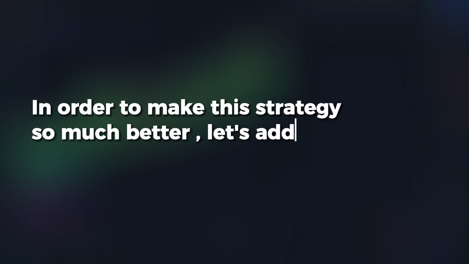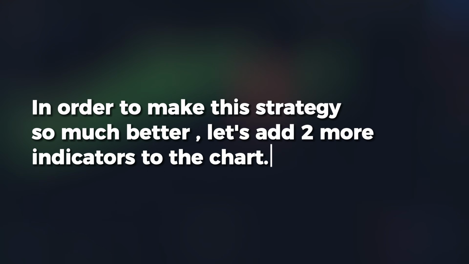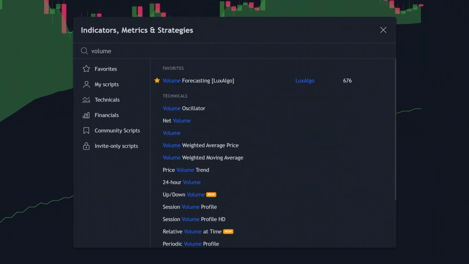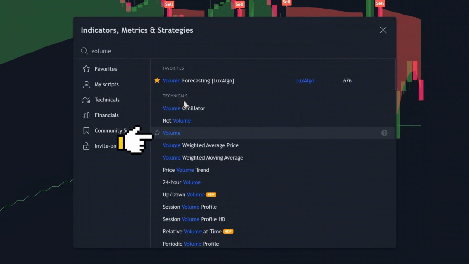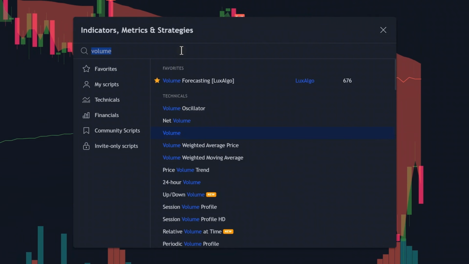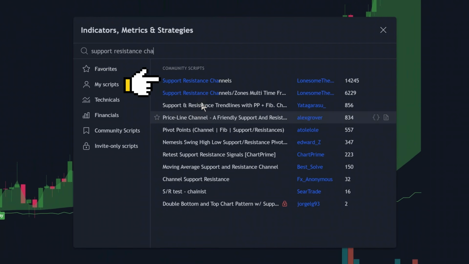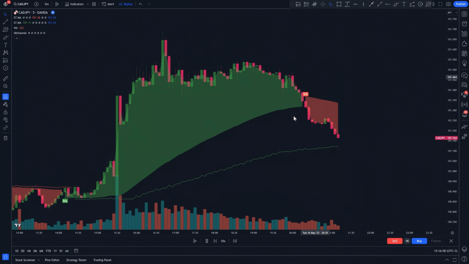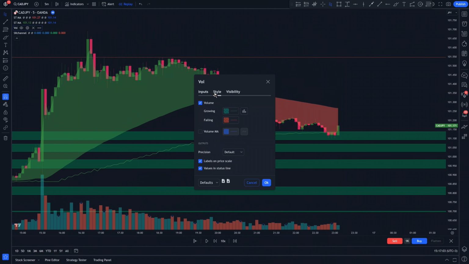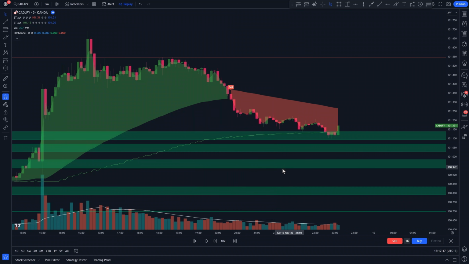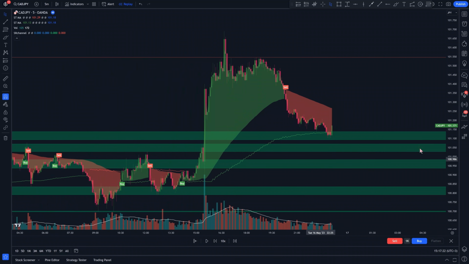Now, in order to make this strategy so much better, let's add two more indicators to the chart. On the Indicator Search tab, type in Volume. Select this one by TradingView that's under the Technicals tab. Next, type in Support Resistance Channels. This one by LonesomeTheBlue. Double-click on the Volume indicator and on the Style tab, enable the Volume MA and change its color to white. For the Support Resistance Channels indicator, we're gonna leave the settings at default.